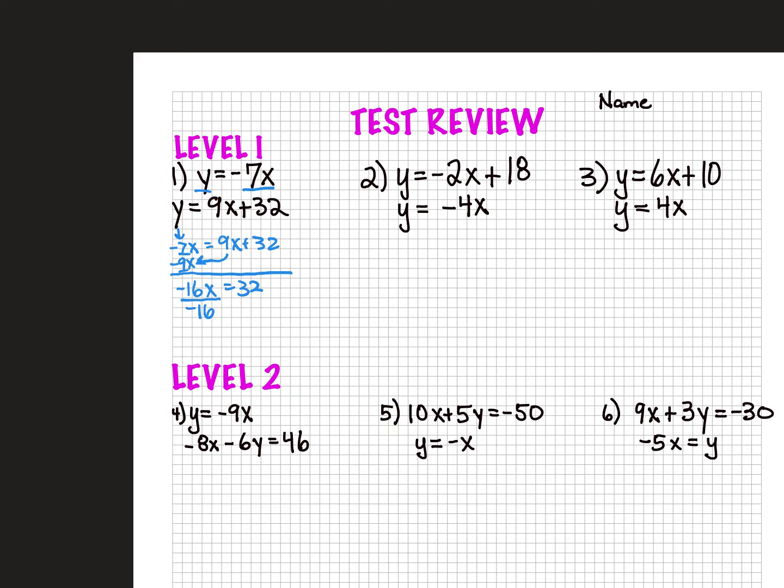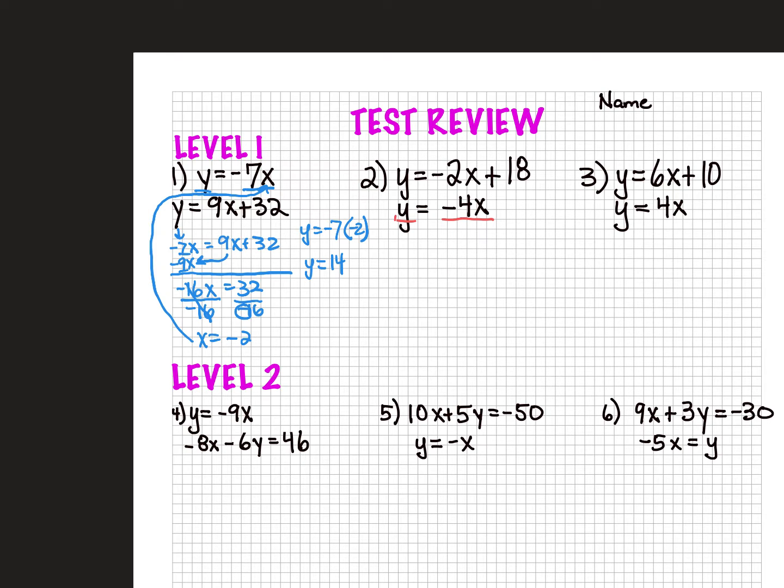Divide by negative 16. Now when I divide, it gets rid of them. X equals 16 goes into 32 2 times. I've got the 1 negative there, so negative 2. And then to figure out what y is, I have to use this x and plug it in for this x. So y equals negative 7 times negative 2. Y equals positive 14.